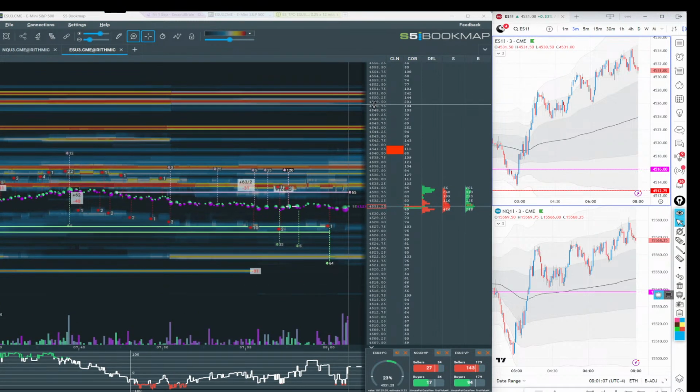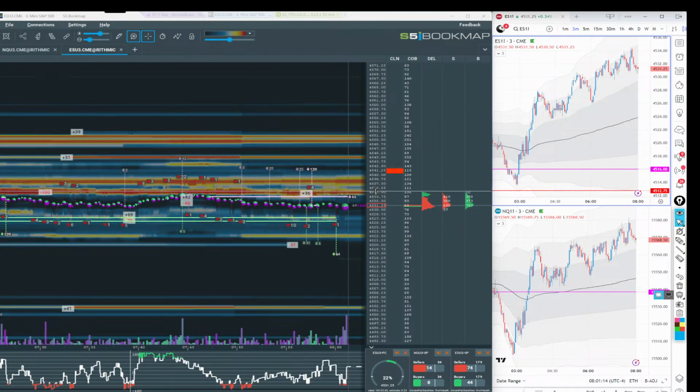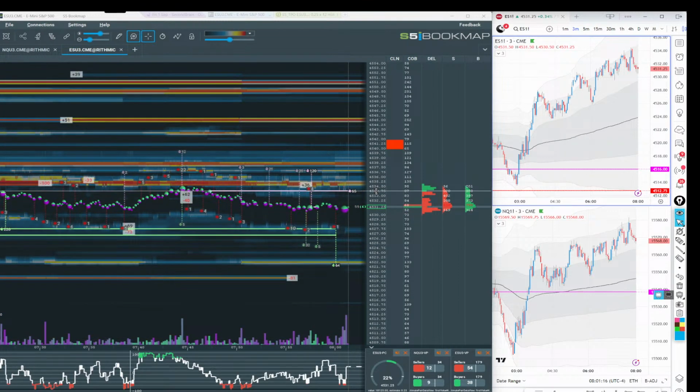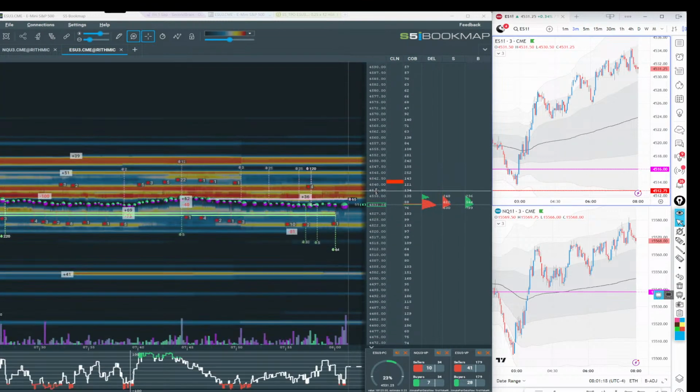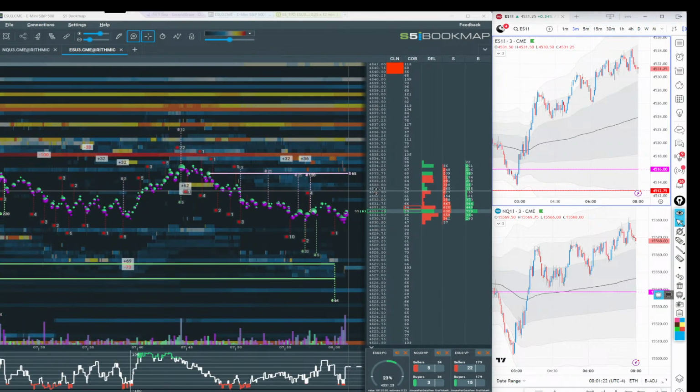This is part of the context, but this is what we always do when we first fire up Bookmap in this webinar. So we are looking in ES and we're having a look where that resting liquidity is, and as you can see, most of it is up above.